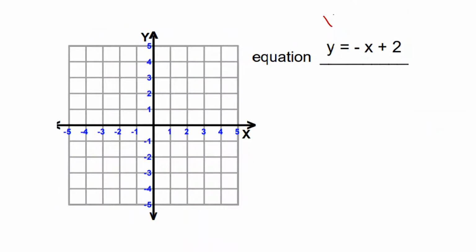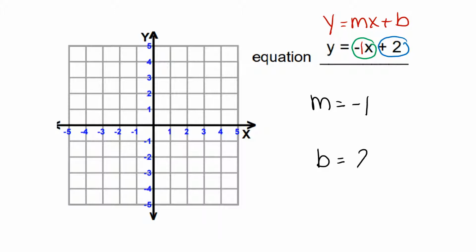For this equation, we have y equals negative x plus 2. It is in the equation y equals mx plus b. We have the m and the x together side by side, and then the plus b at the end. Our m value, the number in front of the x, we know it's negative, and if there's no number written, it is an understood 1. So our m value is a negative 1, and our b value is a positive 2.